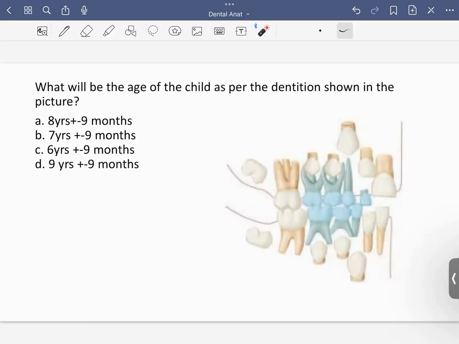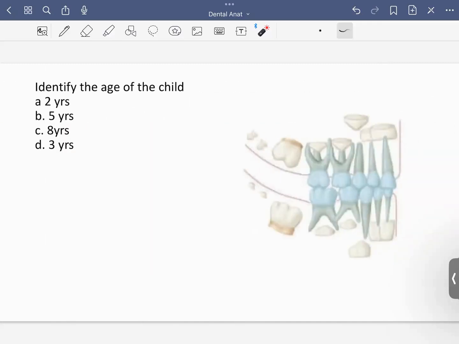Very good. Okay. In this, tell me what is the age group? 7 years plus minus 9 months. Why 7 years? So because only the centrals have been erupted. Yes. 6 has erupted, 6 years is gone, and 7 has erupted. Okay, so age will be 7 years plus 9 months. Clear, everyone? Yes, sir.